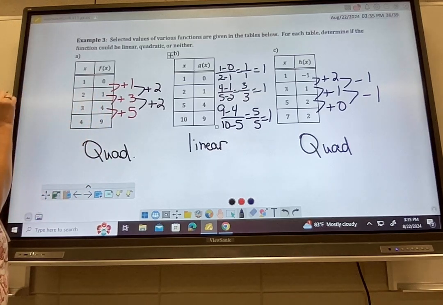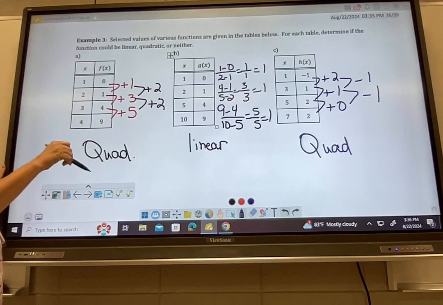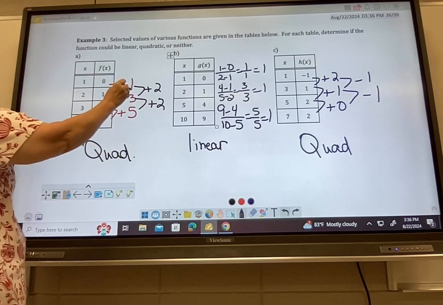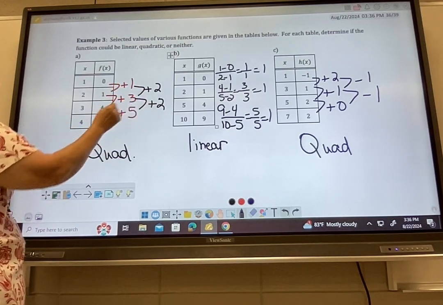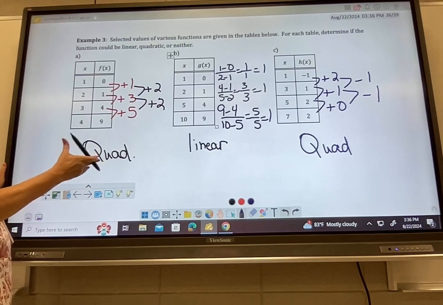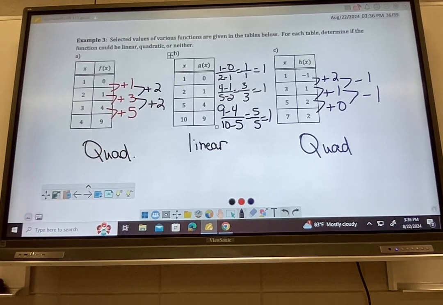So what I do is I look to see if the second change is the same. And if you look, to go from 1 to 3, I added 2. To go from 3 to 5, I added 2. So my second change is the same. This is a quadratic function.